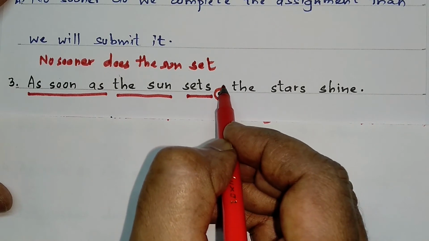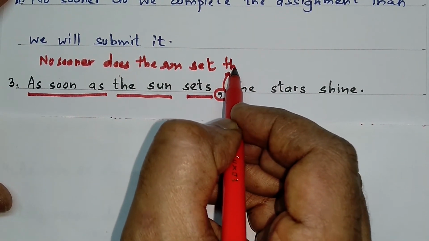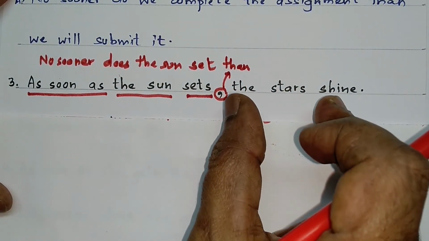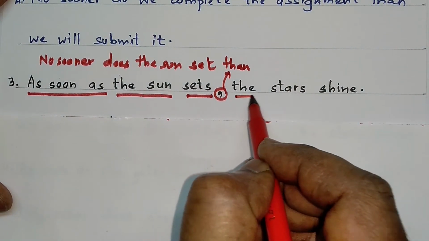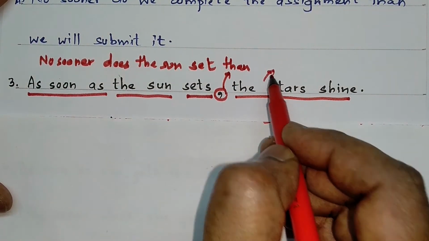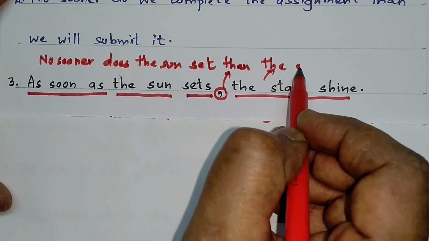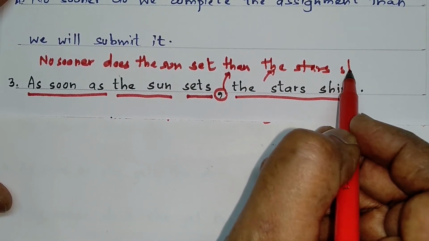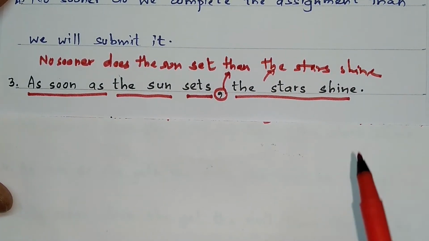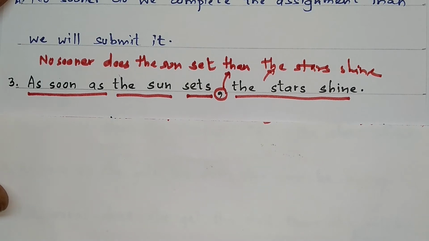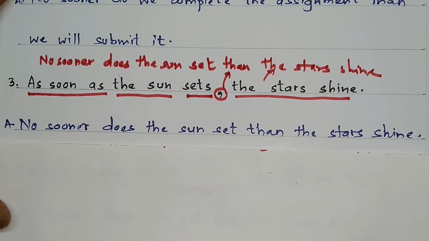Replace comma with than, followed by the other part of the sentence. This we have to copy the same. So we will write the stars shine. This is the answer. No sooner does the sun set than the stars shine.